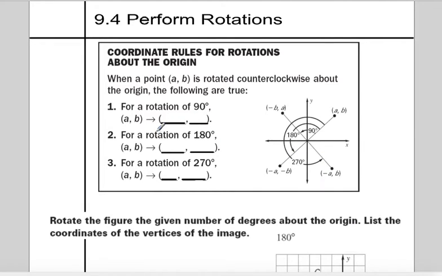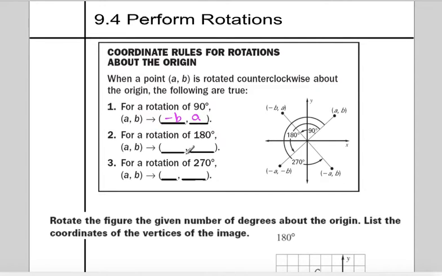So the rotation of 90 is to switch the x and y values, switch those places, and then change the sign of the new x value. So basically the old x value goes to the y and the old y value goes to the x, and it changes sign. So if b was originally negative, then now it would be positive. This negative sign does not mean that it's negative no matter what. It means that the sign changed.